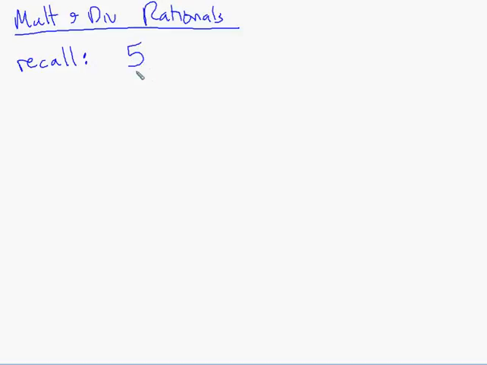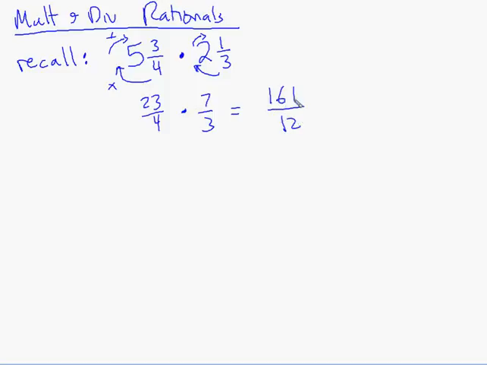Let's recall, how do we even do fractions? If I had 5 and 3/4, and I was multiplying that by 2 and 1/3, how would I do that? Make it improper first. So I multiply and add, and I get 23/4 times, do the same thing here, 7/3. Can I do any cross canceling? No. So what do I do? Multiply, which is 161, I think.